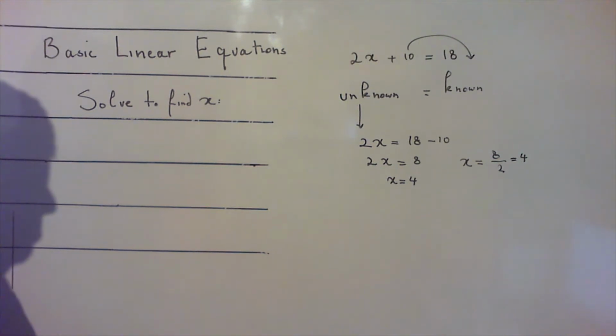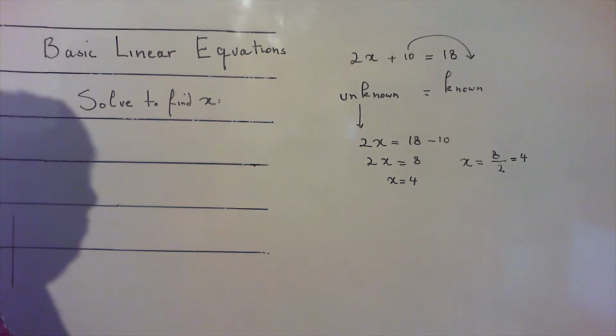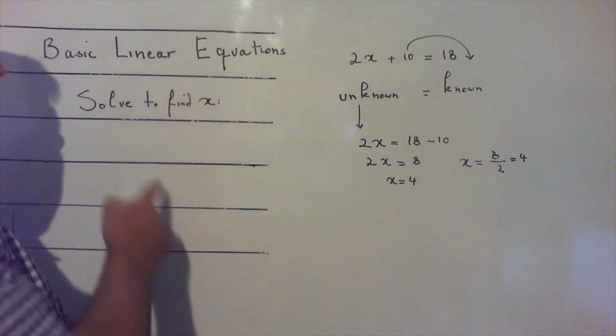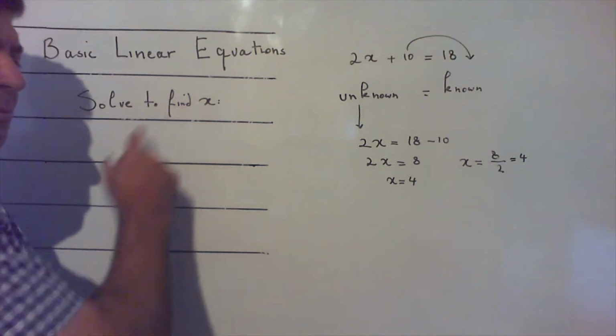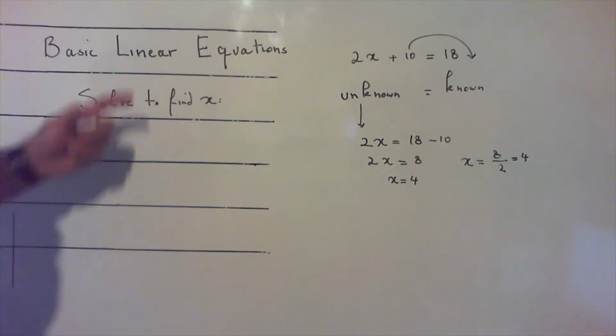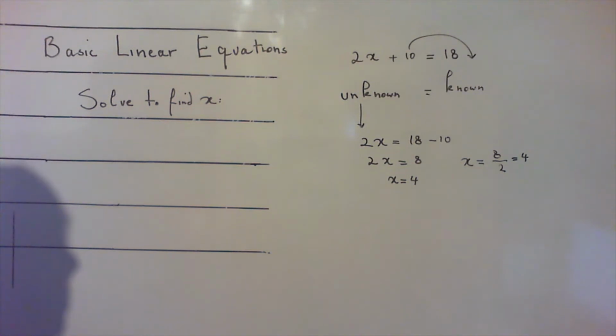So what did we do? We have a very basic equation. You were asked to solve to find x, and in order to solve any basic linear equation, we take the numbers to one side and keep the unknowns on one side, and we solve it that way.